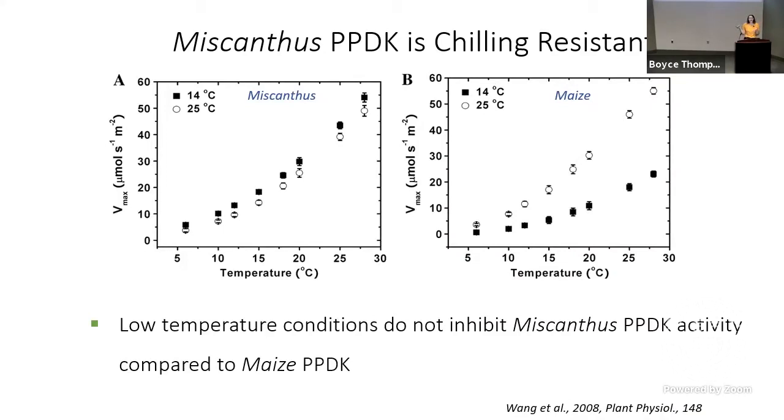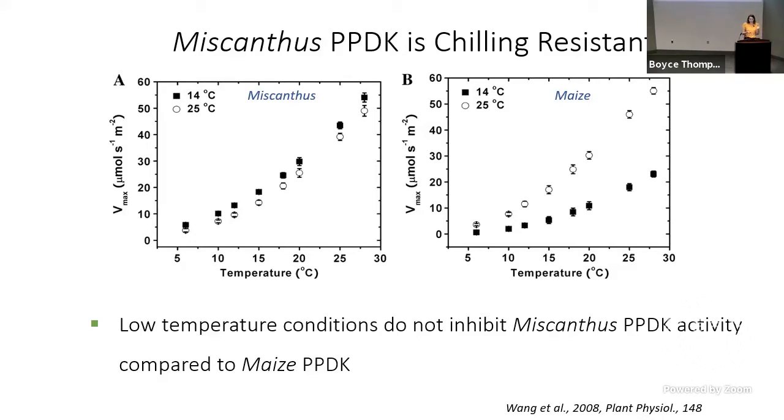So in a previous study, researchers took PPDK that had been isolated from Miscanthus that had either been chilled or not chilled, and then they performed basically enzyme curves to look at the activity of those enzymes. And as you can see in maize, the PPDK that came from a chilled plant had a much lower maximum velocity of action than did the PPDK that was isolated from chilled plants in Miscanthus. So you can kind of see that divergence on the maize graph that you don't see in the Miscanthus graph.